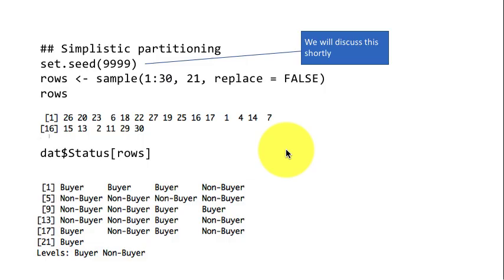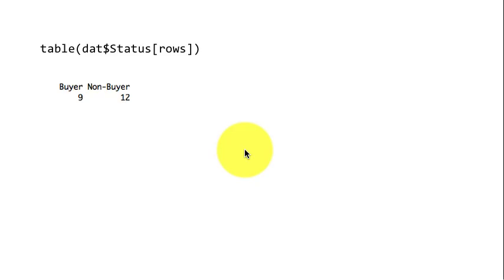Here you've got the first 3 are buyers. In other words, row 26, row 20, row 23 are all buyers. Row 6 happens to be a non-buyer, etc. Now let's see how many buyers and non-buyers were selected. So I'm saying table dat$status of rows. I'm taking the buyer non-buyer, that is the status, and generating the counts. It turns out that of the 21 we selected, 9 were buyers and 12 were non-buyers.